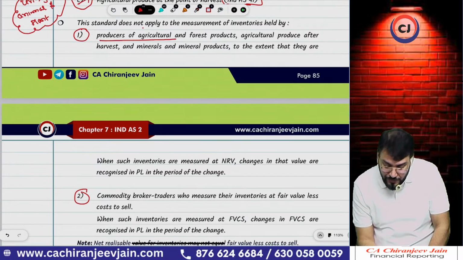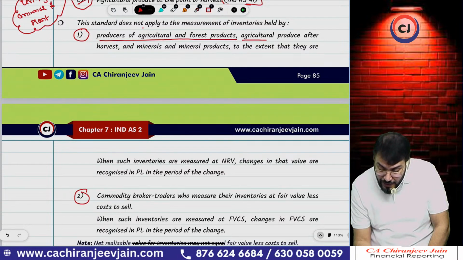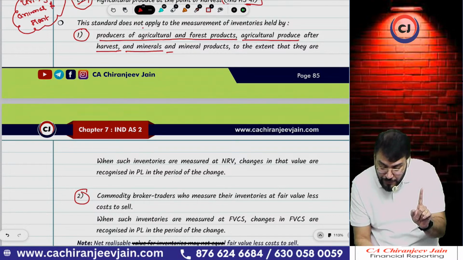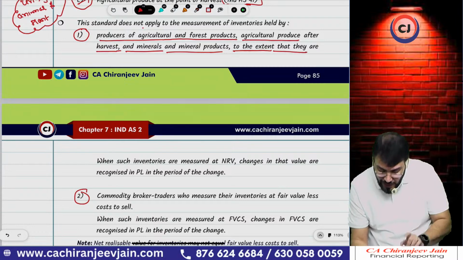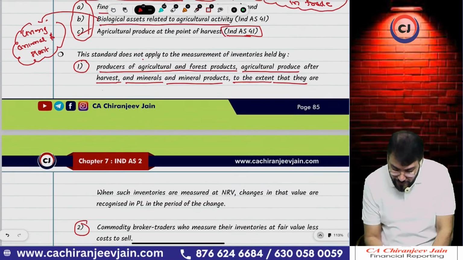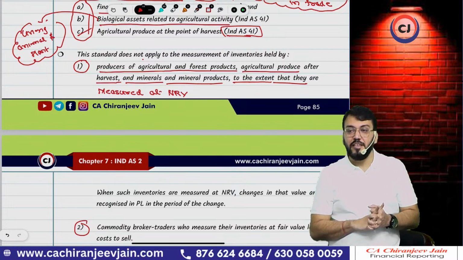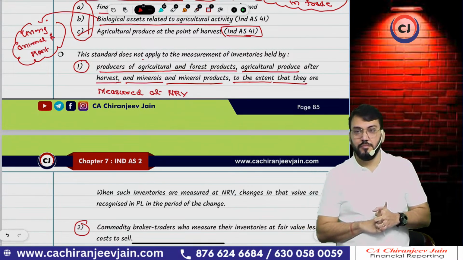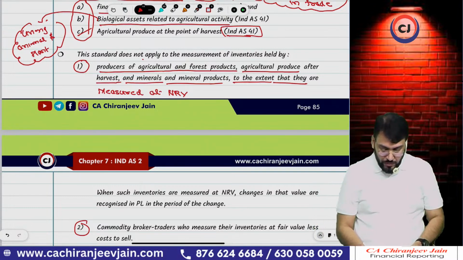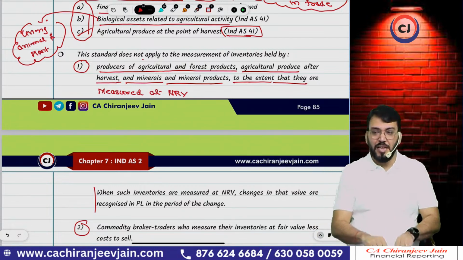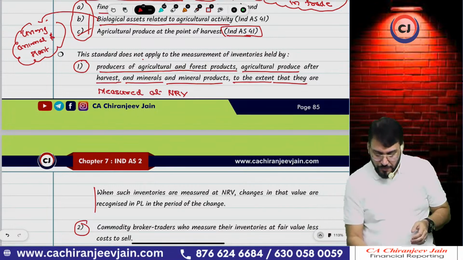Producer of agricultural and forest product. Agriculture produce after harvesting, meaning the same thing. And mineral product, to the extent they are measured at NRV. Write it down now. I know it is not written; some typo mistake is there. Something is missing here.